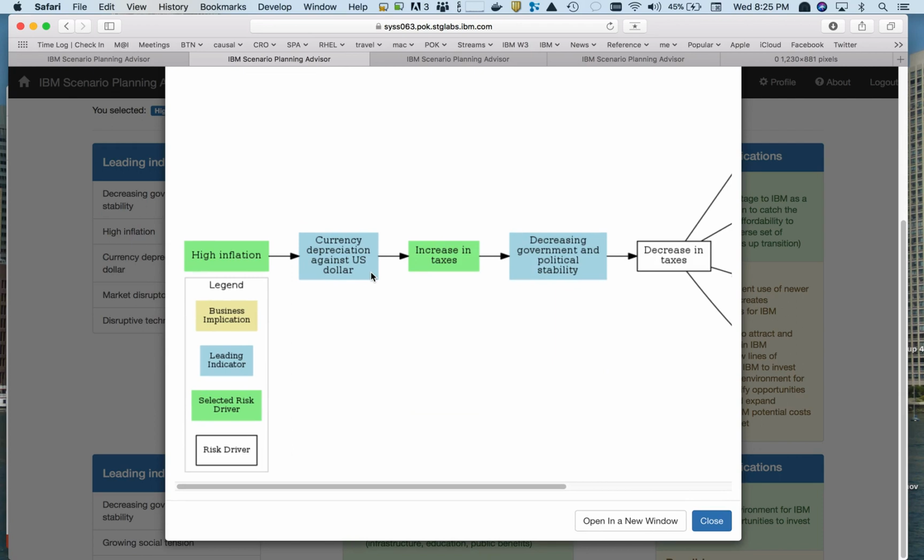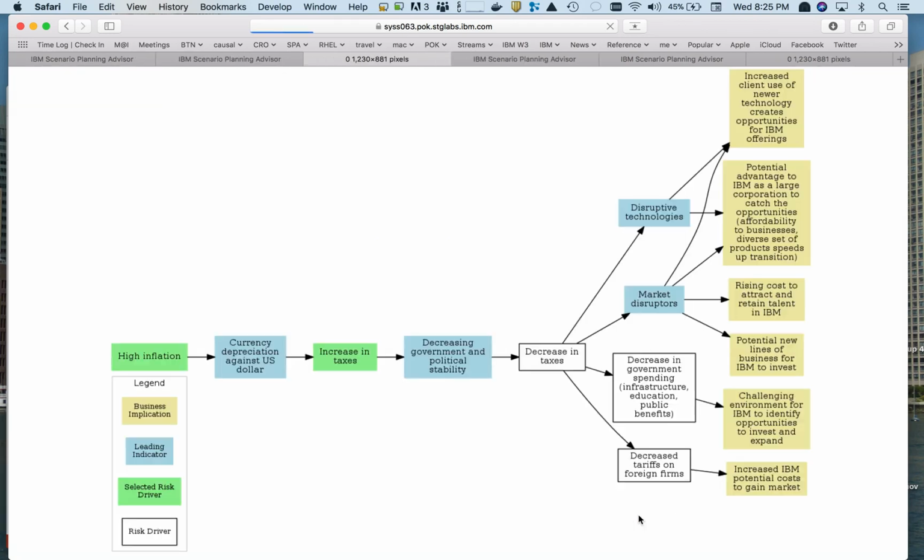This shows the selected drivers in green, the leading indicators in blue, and the business implications in yellow. To interpret this scenario explanation graph, look at any node. The arcs from that node tell what that node might lead to were it to occur. So, for example, a decrease in taxes might lead to decreased tariffs on foreign firms.